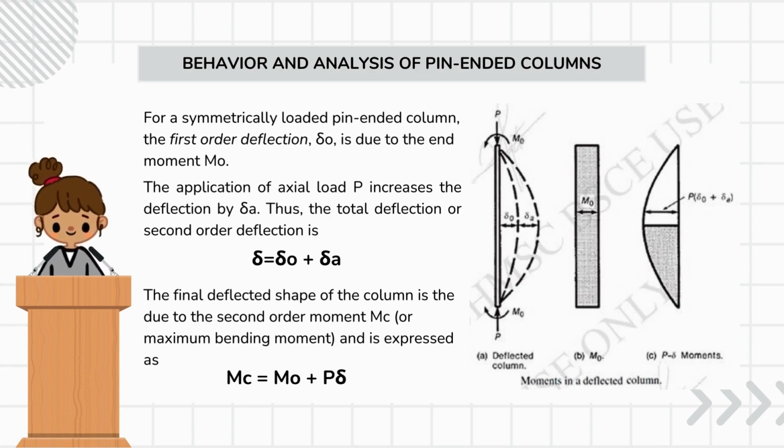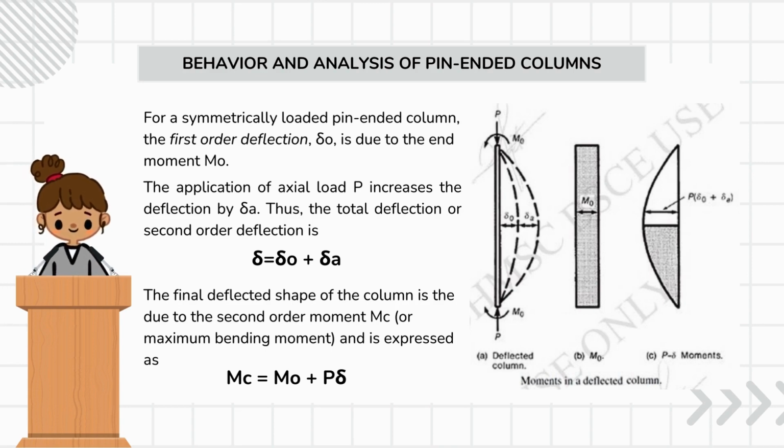Because slender columns can either fail due to material failure or instability, we need to consider the derivation that will be incorporated in our design. When designing slender columns, we need to increase the moment. Thus, the original moment plus the bending moment due to deflection. Thus, the formula M sub C equals M sub O plus P small delta, where P small delta is the moment due to buckling deflection, and M sub C is the total moment used in design.